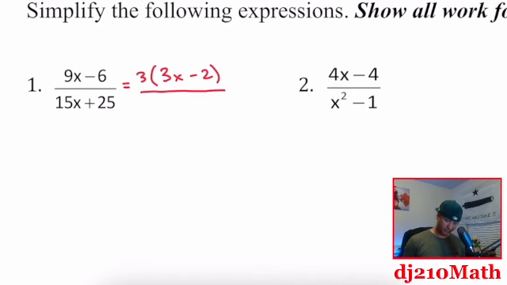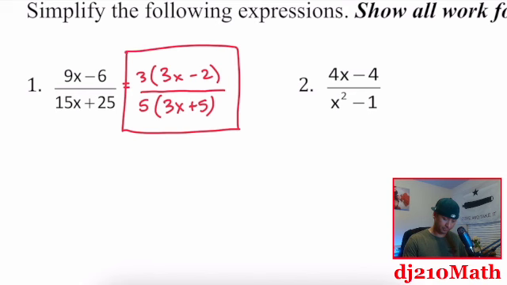All right, in the denominator, GCF is going to be 5. 5 is common to both 15 and 25. 3x plus 5. 5 times 3, 5 times 5. All right, and that's it. So remember, you cannot cancel when terms are being added or subtracted. So you cannot do that. So this is the final answer.